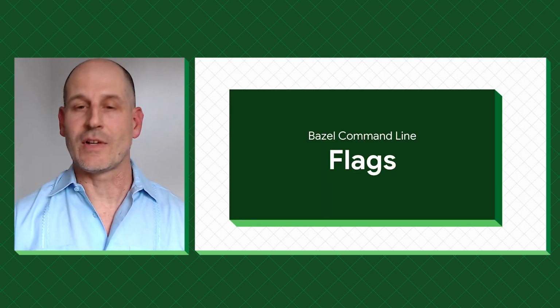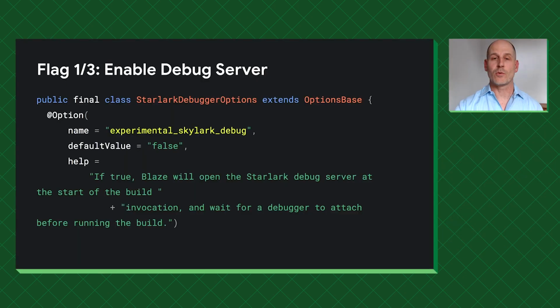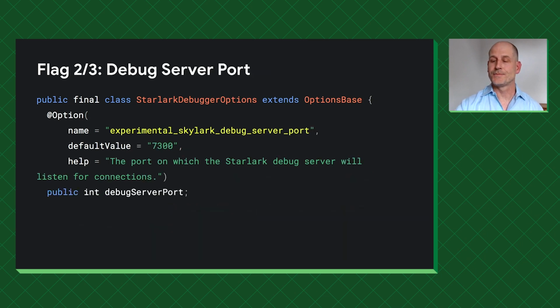So let's take a look at the flags that you'll want to be using. The first one is the experimental Starlark debug flag. This is the only one that's required. And when this is invoked, the server will pause, waiting for a client to attach. Optionally, you can customize the port, but usually the default works fine.